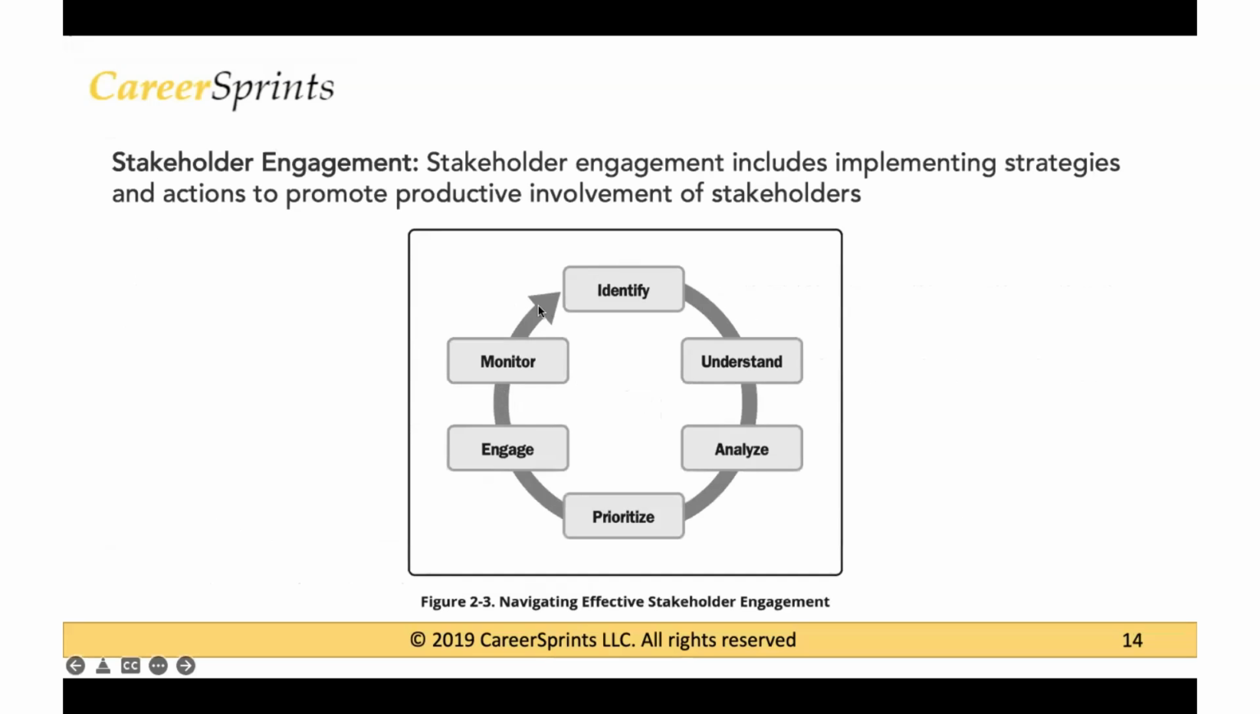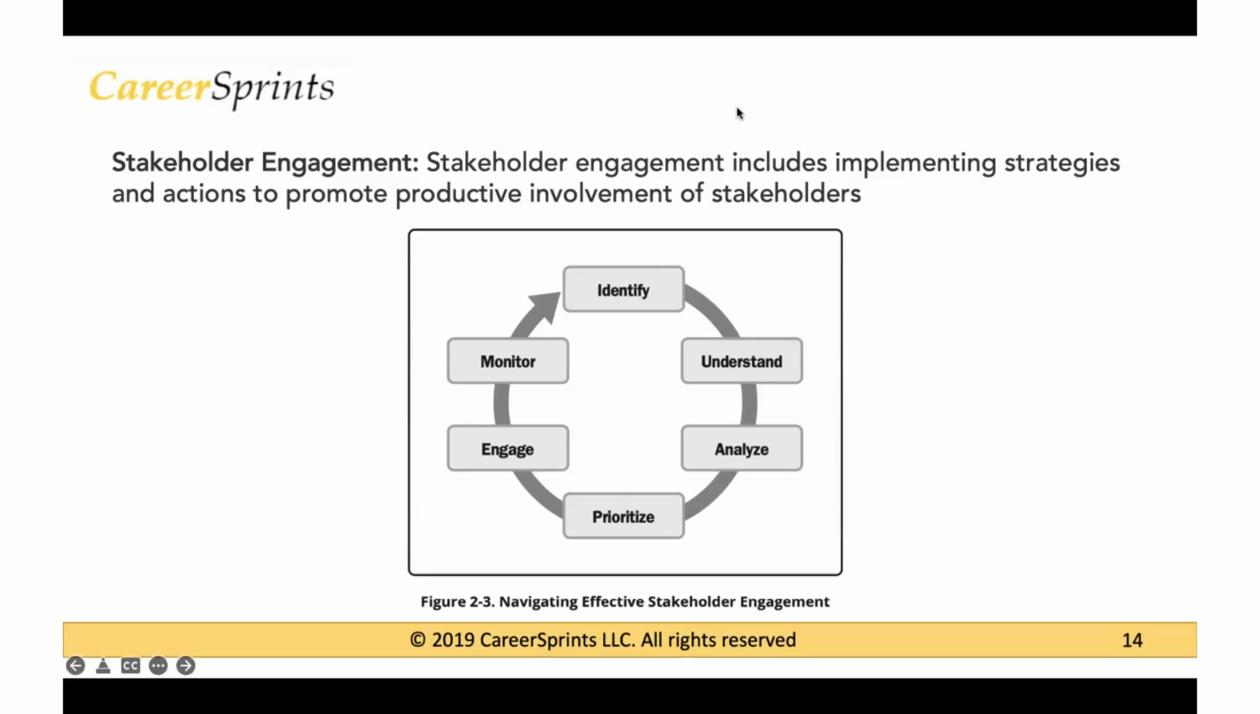Okay, so let's talk about the definition of stakeholder engagement. So basically, stakeholder engagement means that you need to collaborate with stakeholders. You need to monitor how the engagement is going with stakeholders, and you need to talk to your stakeholders. So you need to communicate, you need to collaborate, you need to constantly be working with your stakeholders. So there are many different strategies that you can use for stakeholder engagement.